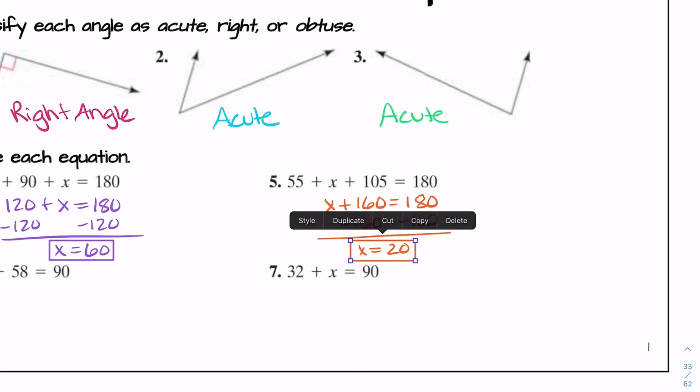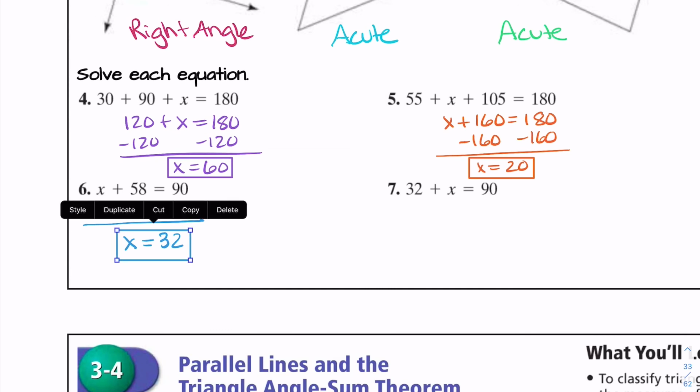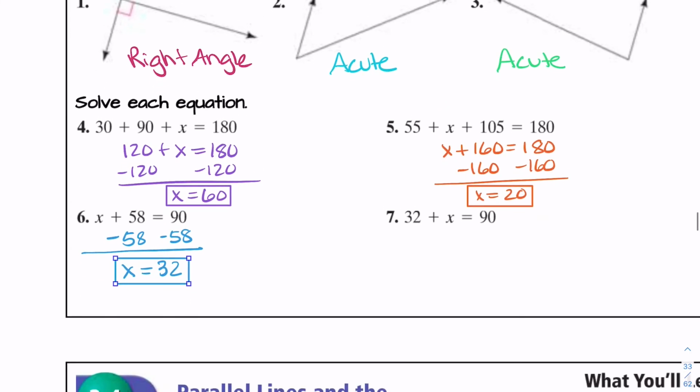All right. The next one, we have x plus 58 equals 90, so I'm just going to take away 58. There's no combining that needs to be done. And so x is equal to, that's 32 degrees, 32, I think, right? So 30 and 50 is 80, and 2 and 8 is another 10, so that gets us our 90 degrees.